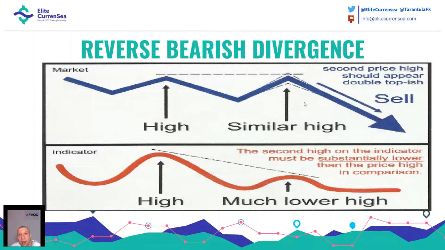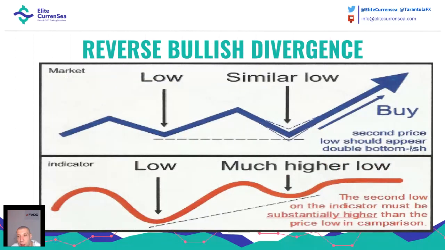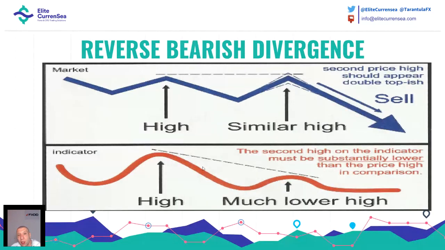But also here, the price can also look like a double bottom. So it's as it says here, the second price low should appear double bottom-ish. So like it's making a double bottom. And in the indicator, what is important for reverse bearish divergence is that the indicator makes a much lower high, and here it makes a much higher low.